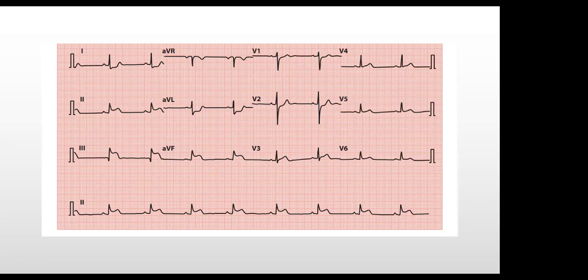So this one, I'll go for posterior inferior because of the ST depression in V2 and V1 also. So it means that the inferior and the posterior segments are involved, and in 85% of the time, that is due to a right coronary artery occlusion.